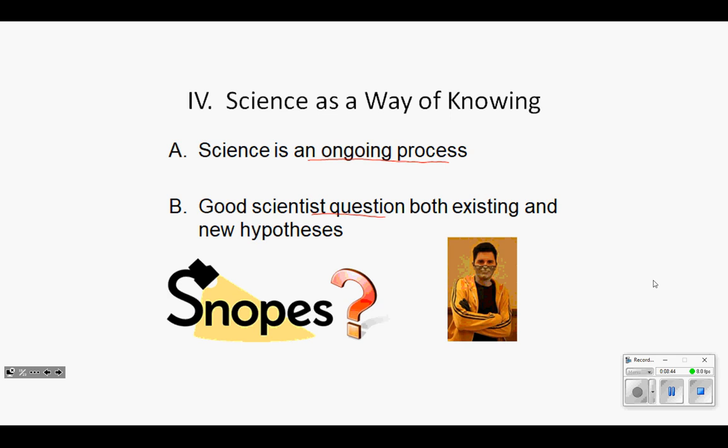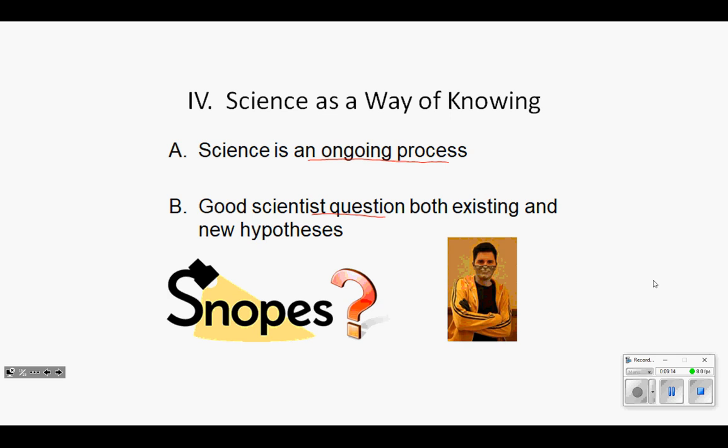For instance, they would say that sicknesses came from spirits. But with the advance of microscopes, we can now see a lot of sicknesses come from bacteria and viruses that we couldn't have seen before, so we wouldn't have known that. Good scientists question both existing and new hypotheses. So a hypothesis is not set in stone.